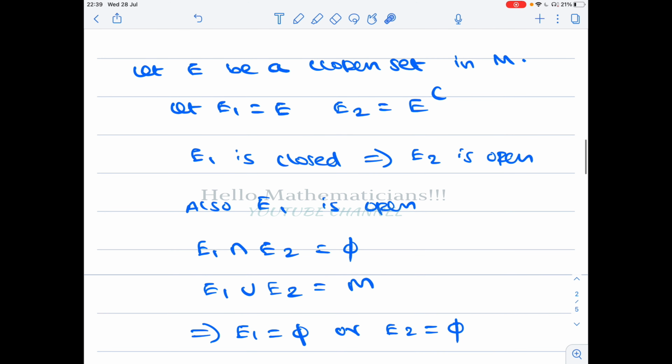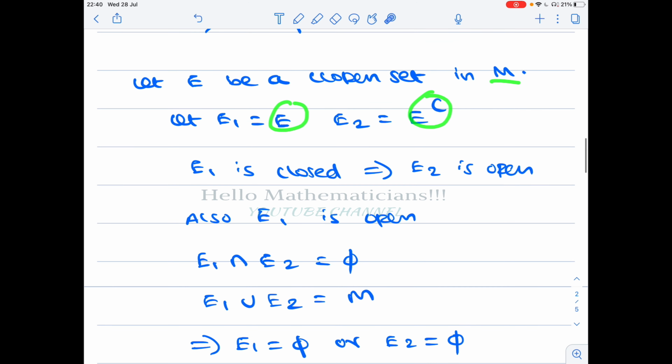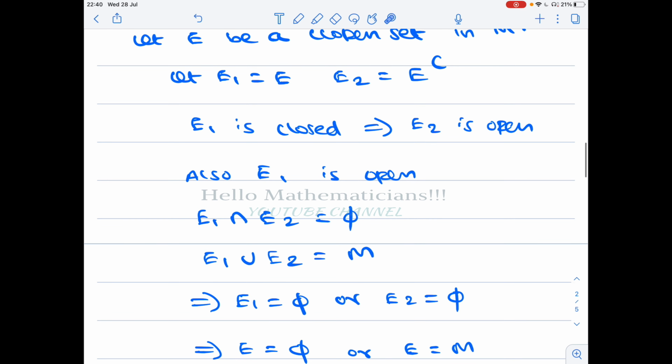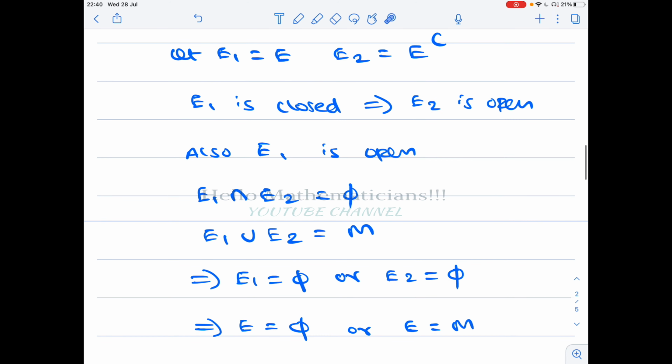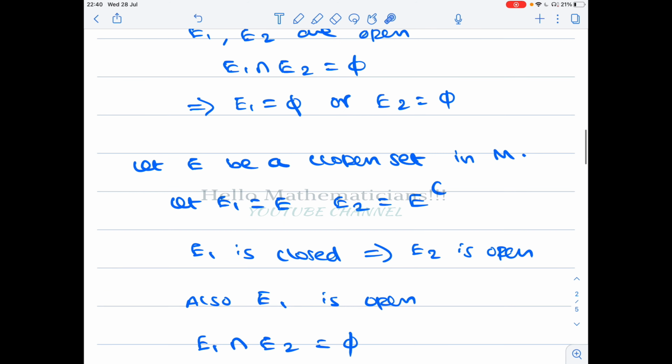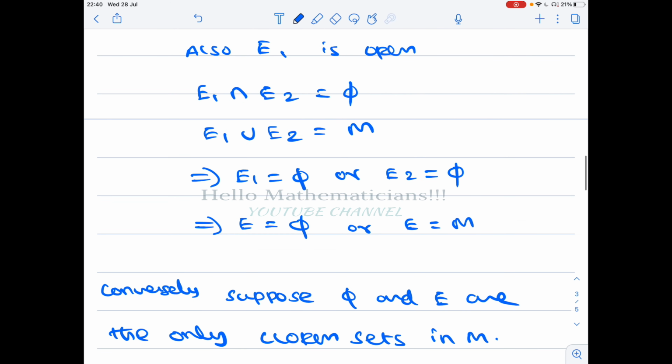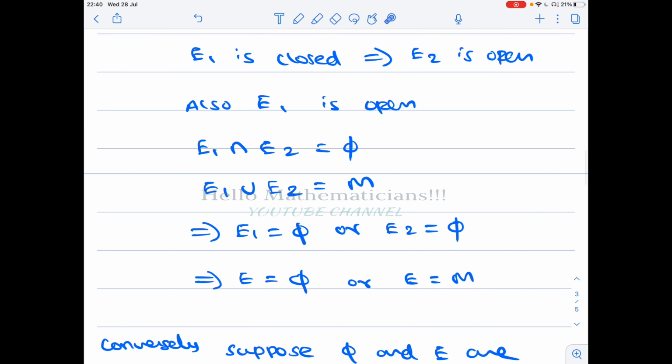Now E1 intersection E2 is empty because they are complements of each other. E1 union E2 will be M, because they are complements in M. Therefore, since we assumed that M is connected, whenever M is written as a union of two disjoint open sets, one of them has to be empty. That implies that either E1 equals empty or E2 equals empty.